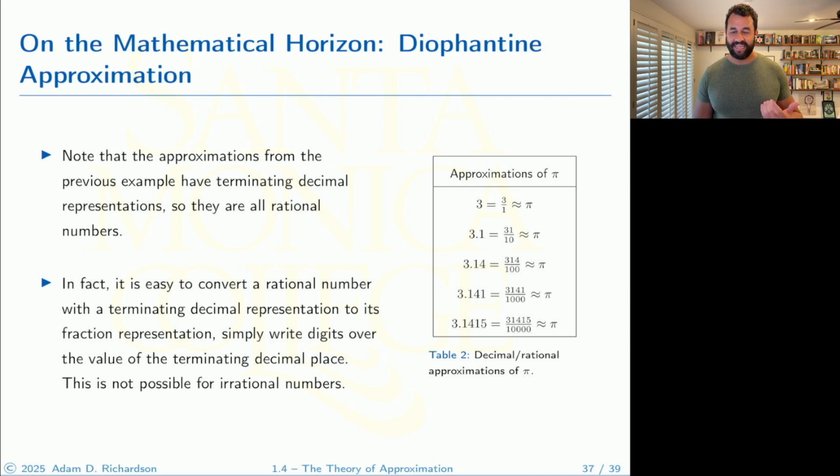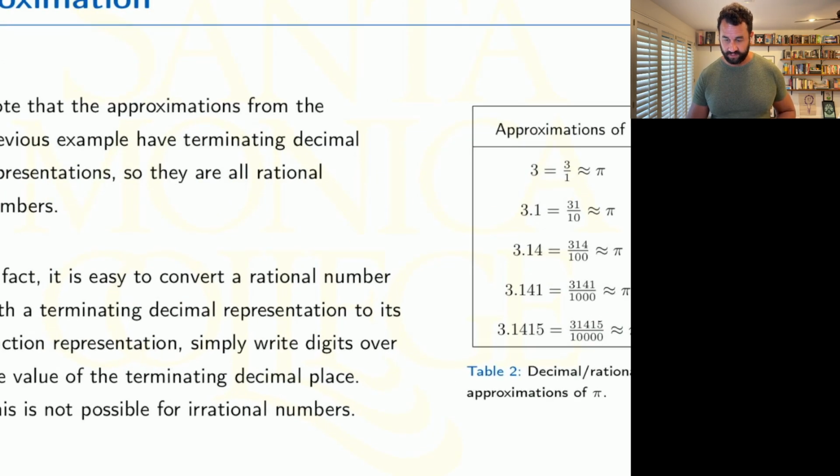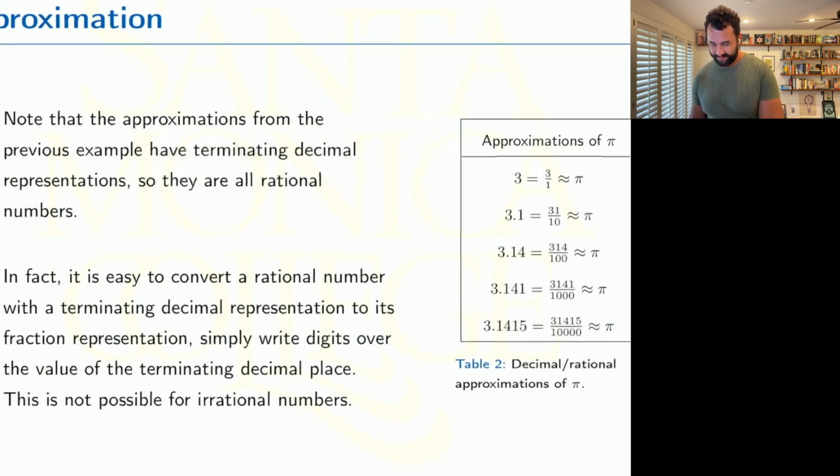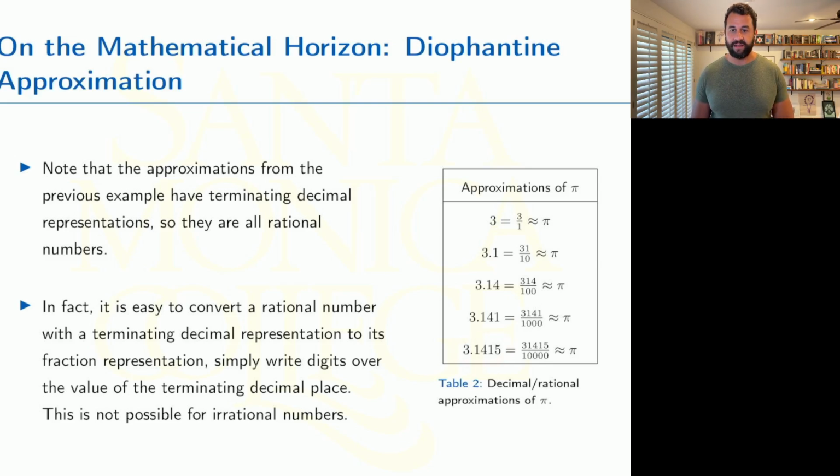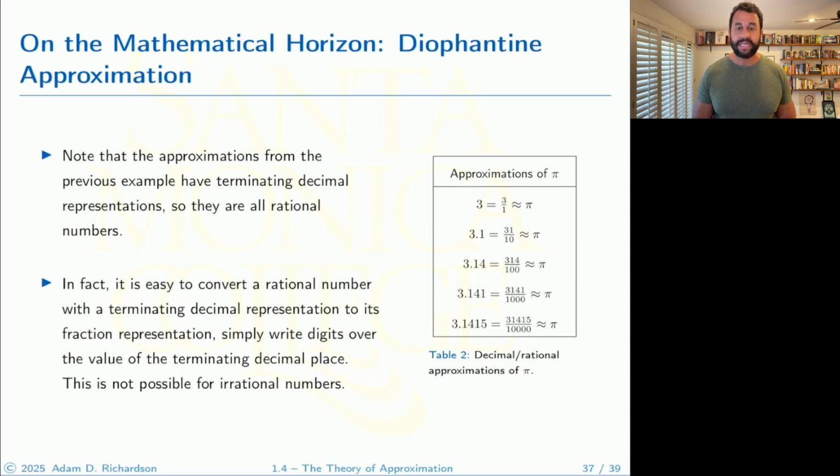What's nice about this is that baked into this example is a very simple result. If you want to take a rational number that has a terminating decimal representation, like it stops, and you want to write it as a fraction, it's super easy. You just write this number over the decimal place that it's in. Let me zoom in a little bit there. Right, so 3.1415, if you want to write it as a fraction, you just write 31415 over 10,000. That's how you convert. If it's got a repeating decimal representation, well, maybe we can talk about that in class, but you're going to have to deal with ninths instead of tenths. I'll leave it at that.